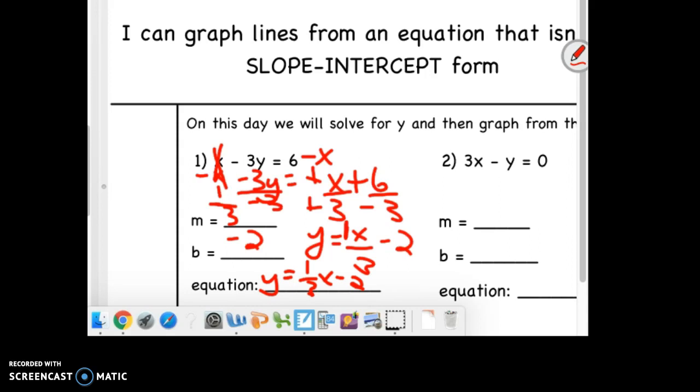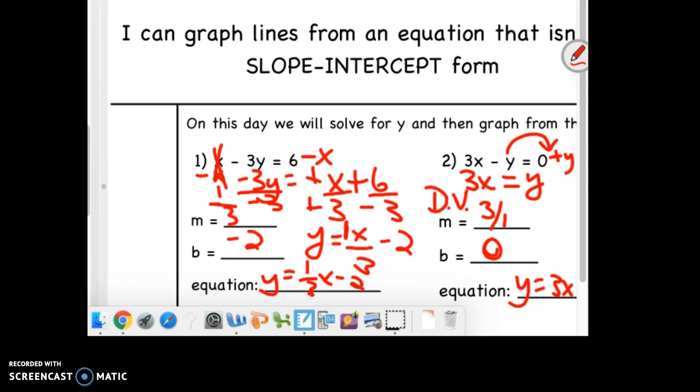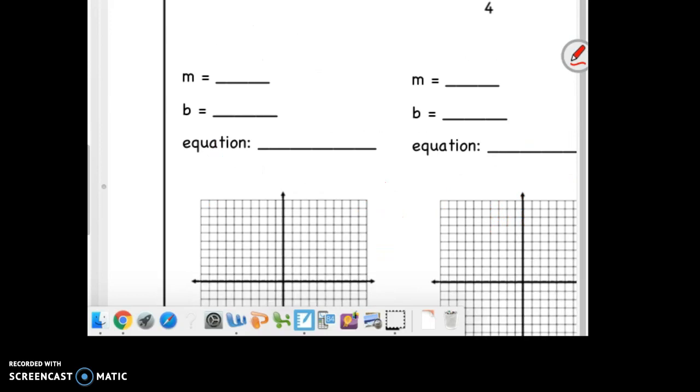Here, I did this one a little bit differently because I noticed y is, and then you have a 0, so remember we have a direct variation. That's kind of cool to know, but I'm just going to move the y because the y is negative. So I just add y over here. And there it is. My slope is 3 or 3 over 1. My y-intercept, well, I don't have one, and there was my equation, y equals 3x. So a direct variation. Okay, now let's go to the next screen and see what we have next.